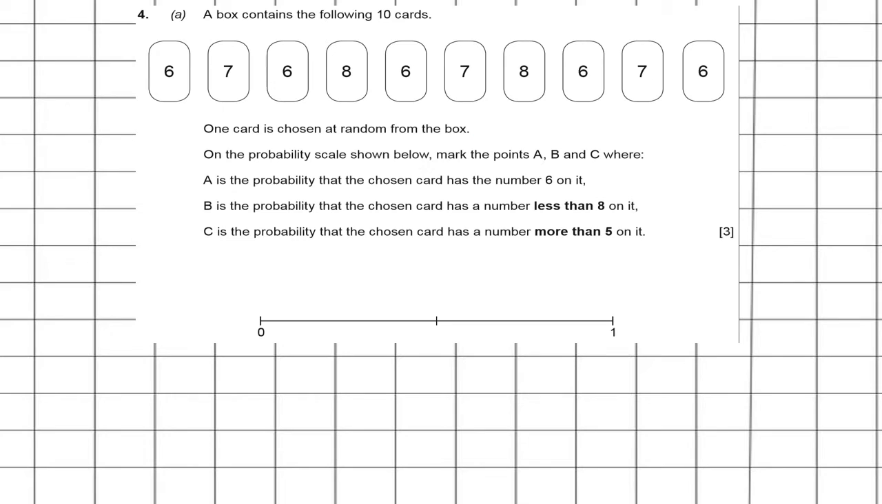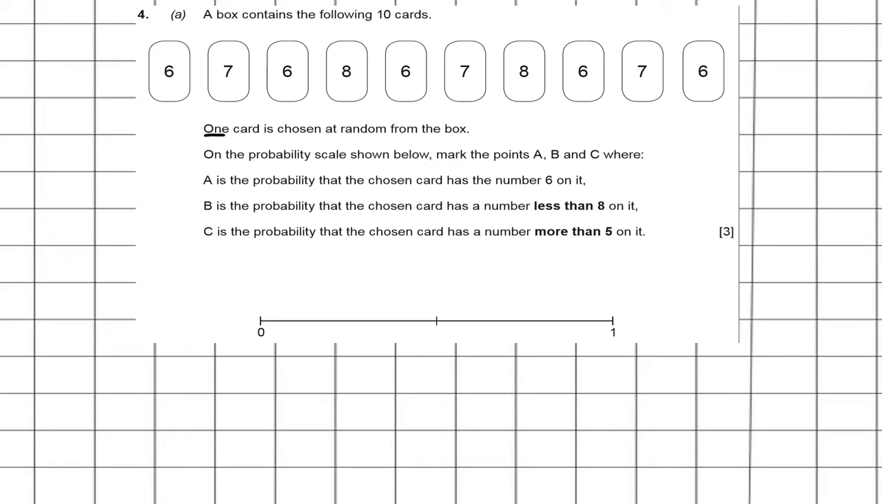Okay. Question 4. A box contains the following 10 cards. One card is chosen at random from the box. On a probability scale shown below, mark the points A, B and C, where A is the probability that the chosen card has the number 6 on it.